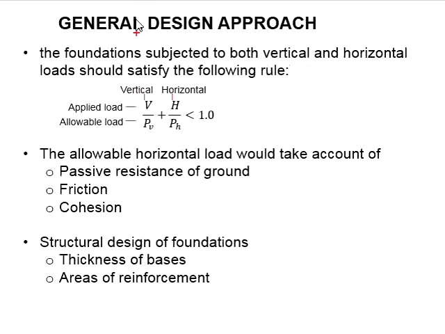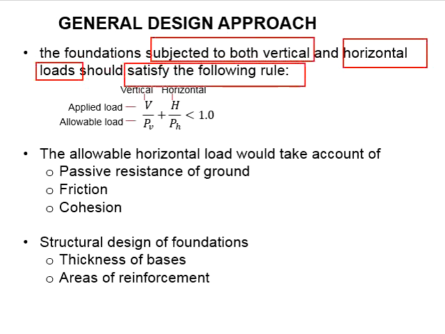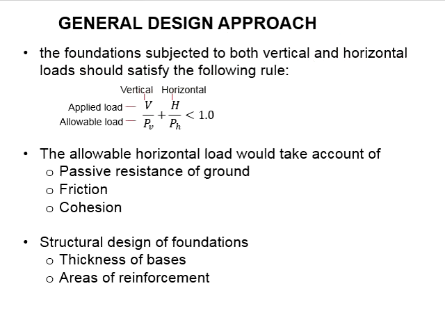For foundations subjected to both vertical and horizontal load, they should satisfy the following rule, where the summation of the ratio for the vertical load and the ratio for the horizontal load needs to be less than 1.0. The ratio is between the applied load and the allowable load. Theoretically, the allowable load will need to be greater than the applied load. The allowable horizontal load will take account of the passive resistance of the ground, friction, and cohesion.